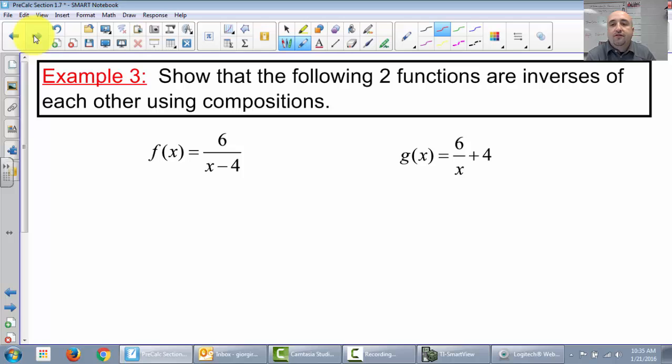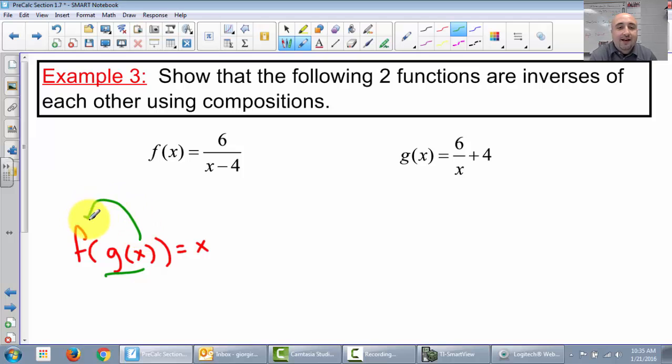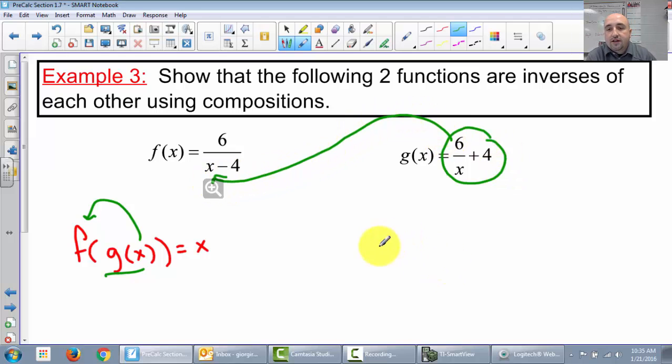All right, so let's do an example. It says show that the following two functions are inverses of each other using compositions. So we are going to do f of g of x, and we're going to hope that it's equal to x. That means I'm going to take my g function and put it inside of f everywhere I see an x. So I have 6 over x. Well, my new x is 6 over x plus 4, and then I have a minus 4 left over.